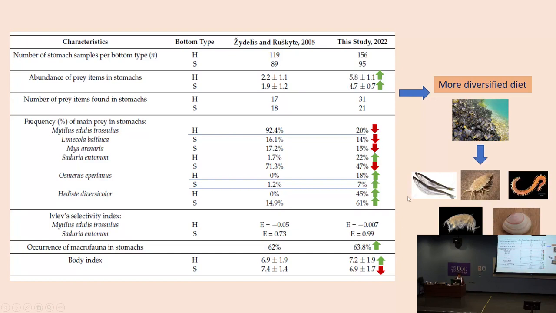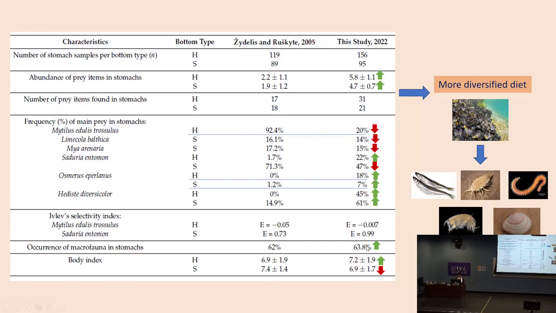Another interesting thing is the presence of Mytilus edulis, which is blue mussel, as I said before, that hugely decreased in the hard bottom areas. And in fact, you can see it from the frequency in the stomach content, which was 92% in the previous study, and now it decreased down to 20%. But another very interesting thing was the absence of Osmerus eperlanus, which is a fish which is migrating in the same period as long-tailed duck in the area, in the Lithuanian coastal waters. In the year 2000, it was completely absent in the stomach, and now it increased to 18%.